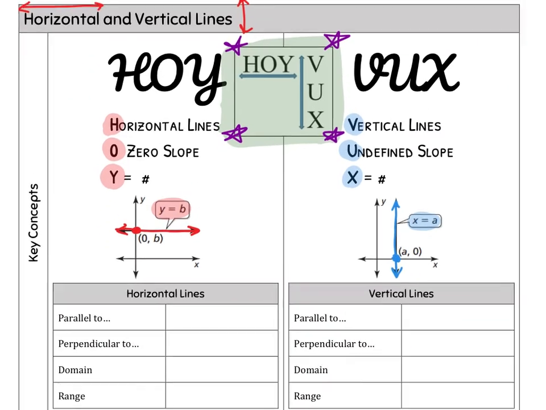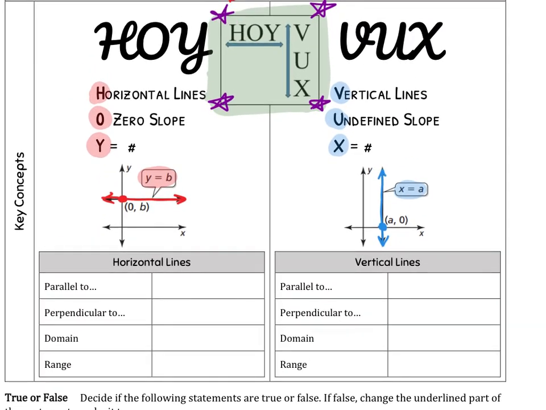Some more pieces of information that we're going to utilize here. Horizontal lines are parallel to something. What does parallel mean? It goes the same direction, right? So what axis goes the same direction as your horizontal line? The x-axis. So it is parallel to the x-axis, meaning it goes the same direction as your x-axis. Oh, no, we're talking about the first one. Yeah, I jumped back to it.